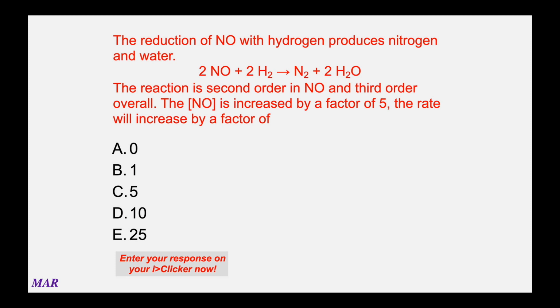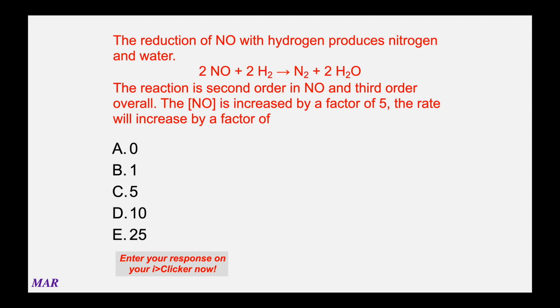The reaction is second order NO and third order overall. So again, that means that NO is a second order reactant, and that also means that H2 is a first order reactant. Now, NO concentration is being increased by a factor of 5. What will happen to the rate? And the rate change will be one of those 5 answers right there. I recommend you try this problem. Pause the video. You can work on it. When you're ready, unpause it. We'll talk about the answer.